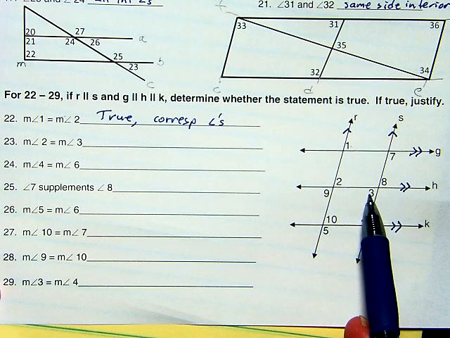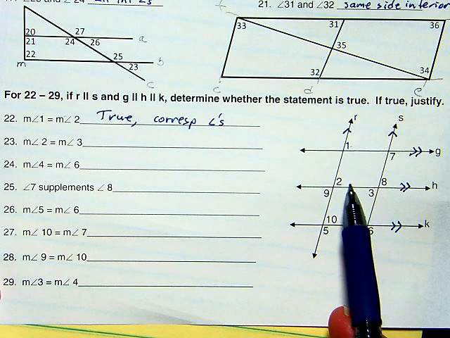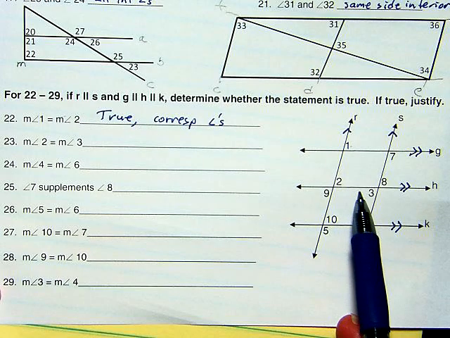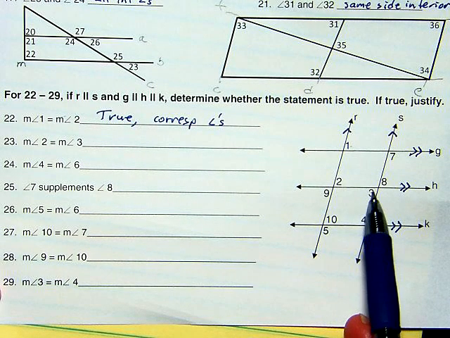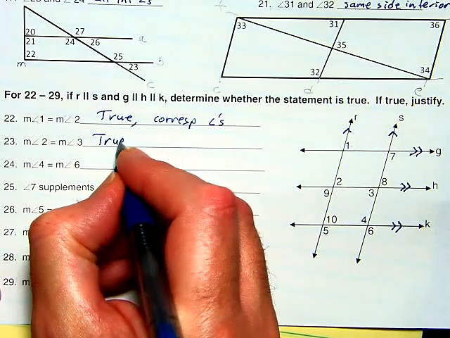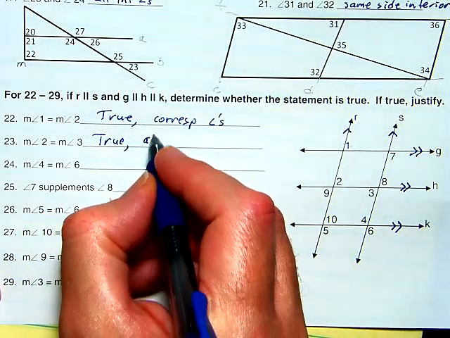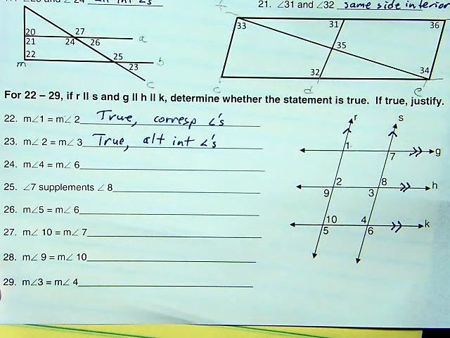And we had already learned that there's a theorem that says alternate interior angles are congruent, assuming these lines are parallel. So this is true, and we have that because of the alternate interior angles theorem.